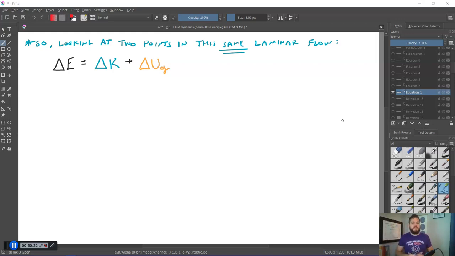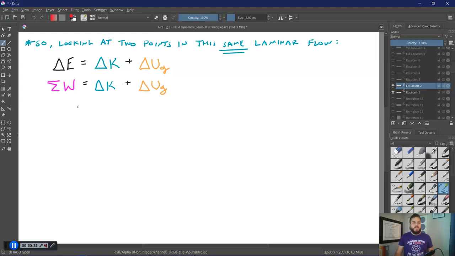So looking at these 2 points, if we want to look at the change in energy between them, as we saw in the energy bar charts, there's a change in kinetic energy plus a change in gravitational potential energy. And because that energy is actually not conserved, there is a change in energy. Really, that change in energy is the net work.